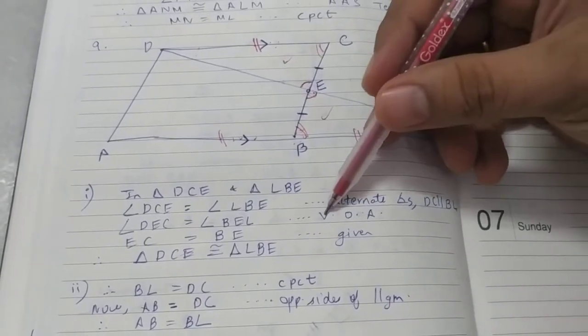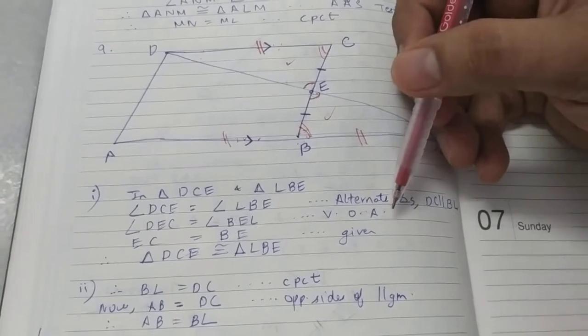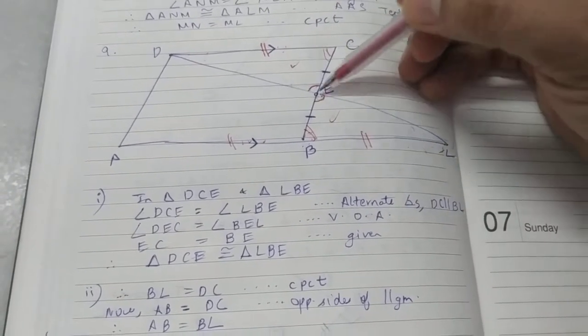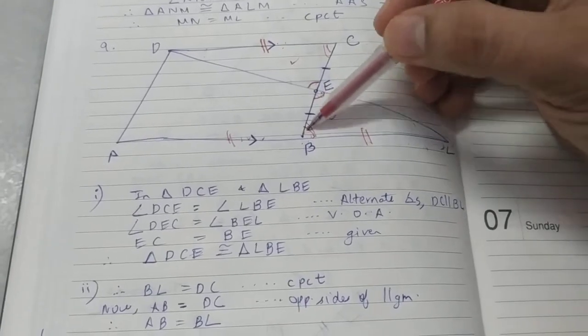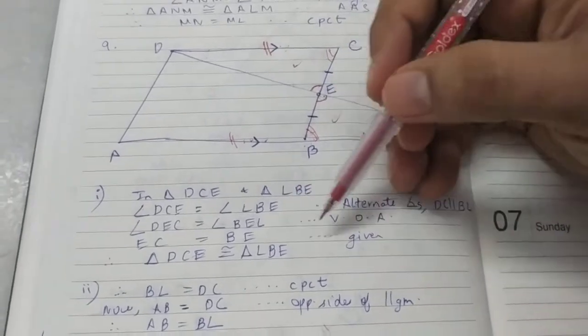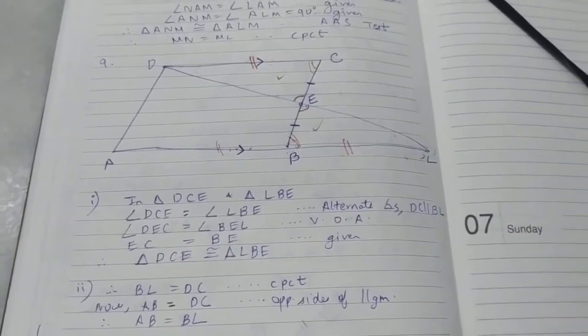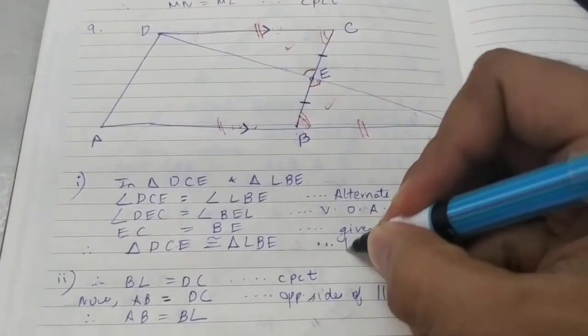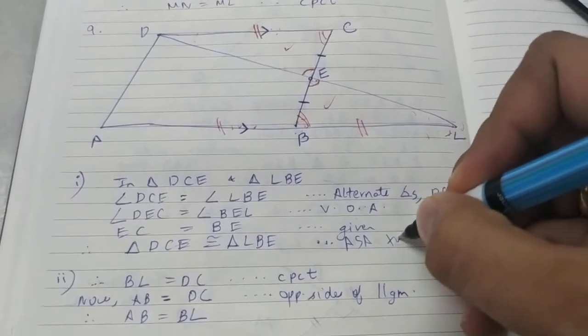Yeah, you can do shortcut here. It's allowed. Only here. Next, EC is equal to BE. Correct, given. So, the two triangles are congruent. By which test? You have to write that. ASA test.